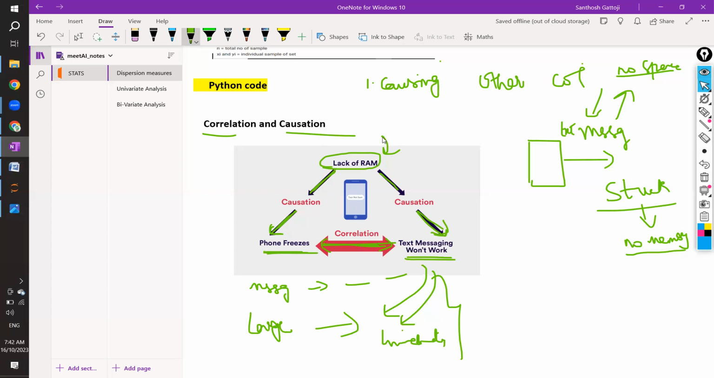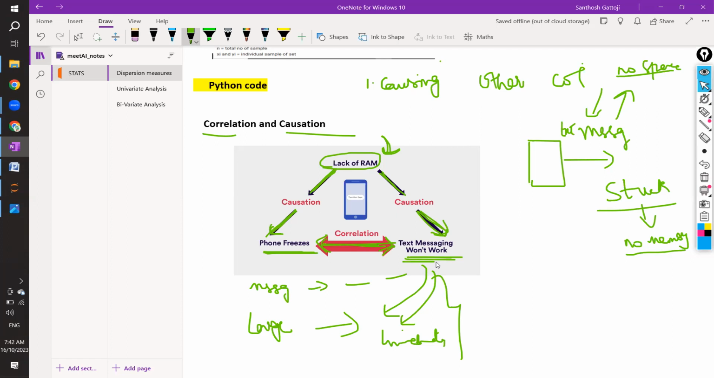See, lack of RAM, whatever you are having, it is just causing this to happen, and it is also causing the text message not to work. But the actual correlation we are able to see here is between these two columns: the phone is getting frozen and the text message is not working. The correlation might exist between those two, because lack of RAM is the same cause. It will just cause hundreds of problems. All these problems might have some correlation between each other.